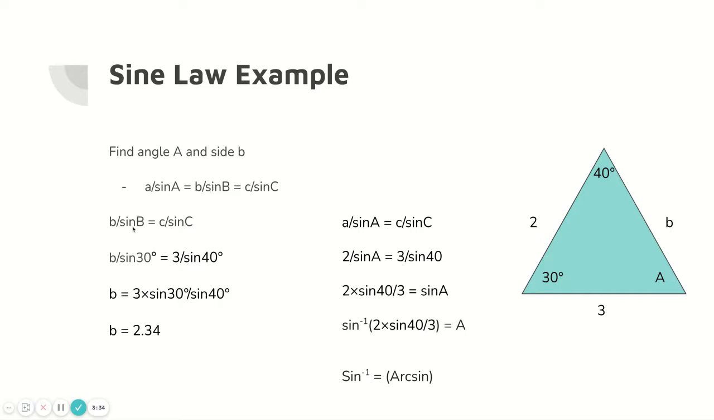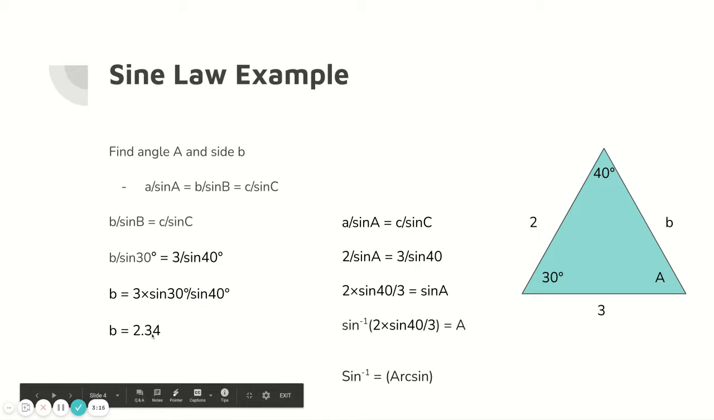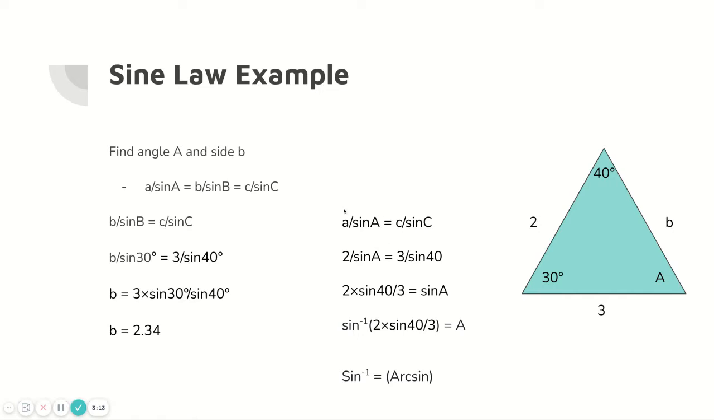Using this equation, we can use b over sine B equals c over sine C. If we just plug these numbers in, we get this equation. And then after moving sine 30 to the other side, just putting this into a calculator, we can see that b equals 2.34. Then if we try to find angle A, we do the same thing, just plugging in the numbers. However, you see here, we get 2 times sine 40 divided by 3 equals sine A. And then we have to do something special here.